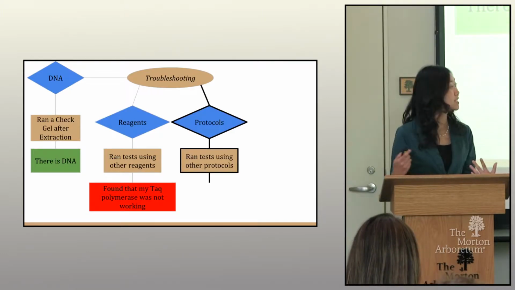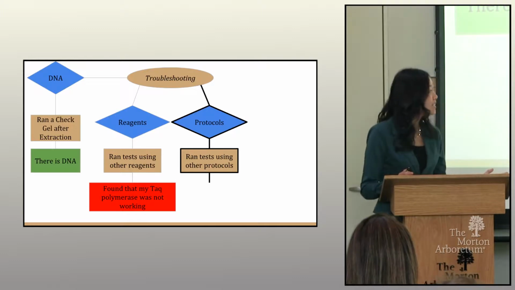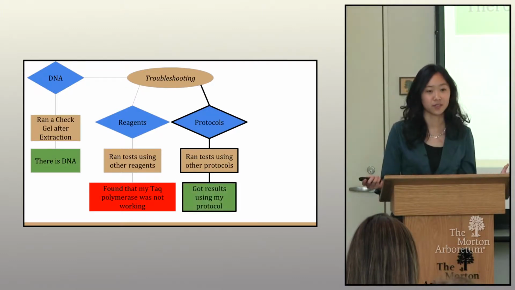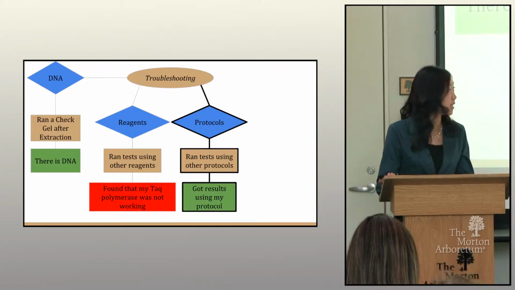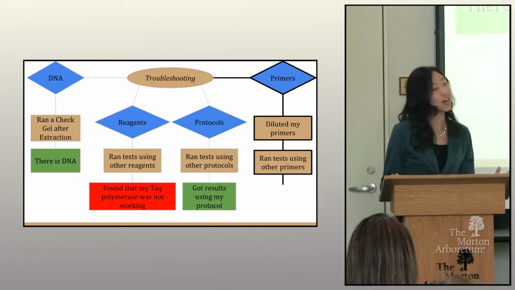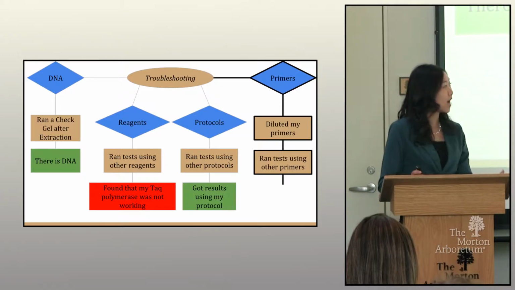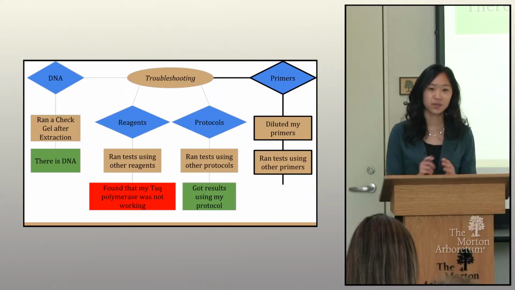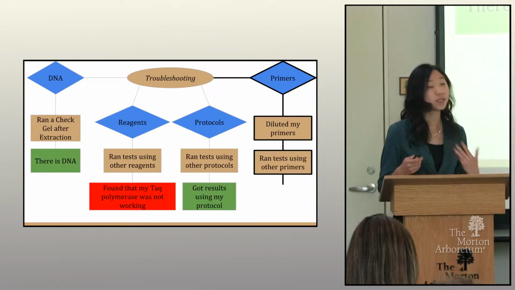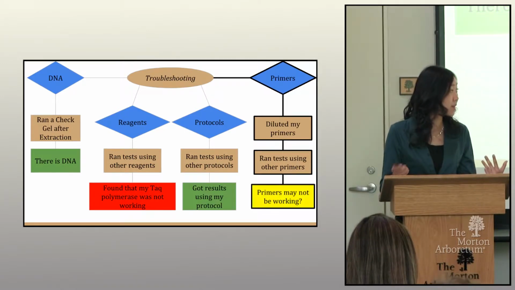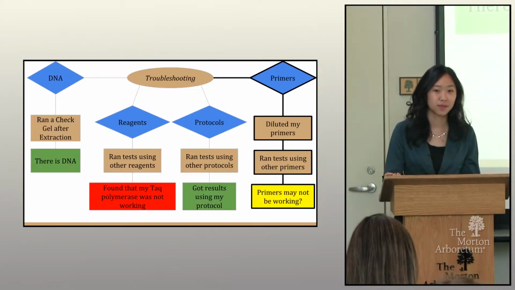So I moved on to test my protocol. I ran tests using several different protocols, but I found that mine was working just fine, and I was able to visualize the DNA. Finally, I moved on to my primers. First I diluted them, and then I ran separate PCRs with the same DNA materials, but with different primers. And after running several of those, I came to the conclusion that my primers may be the reason why I'm not getting any results.